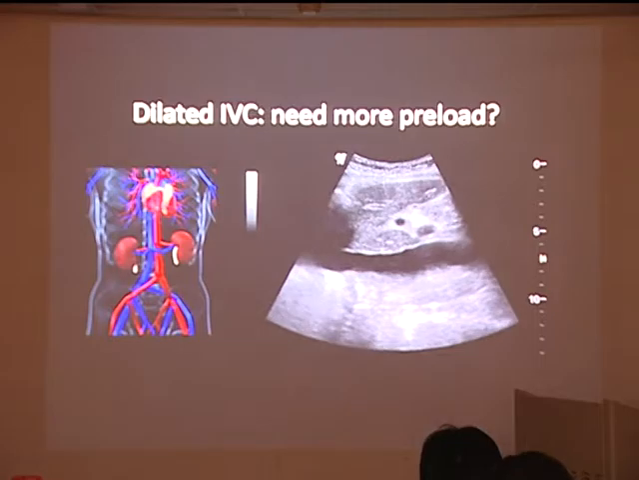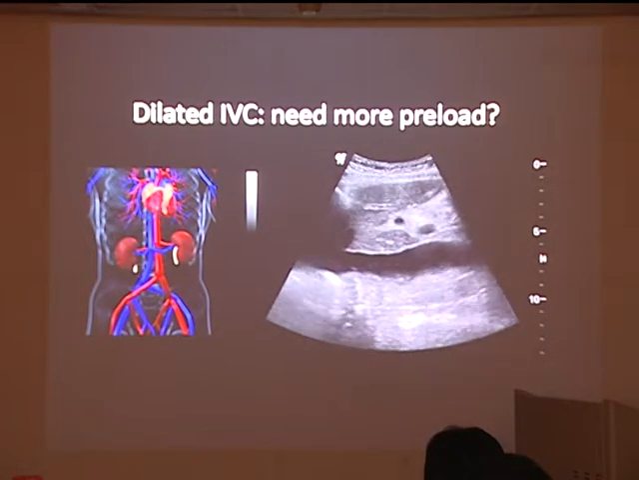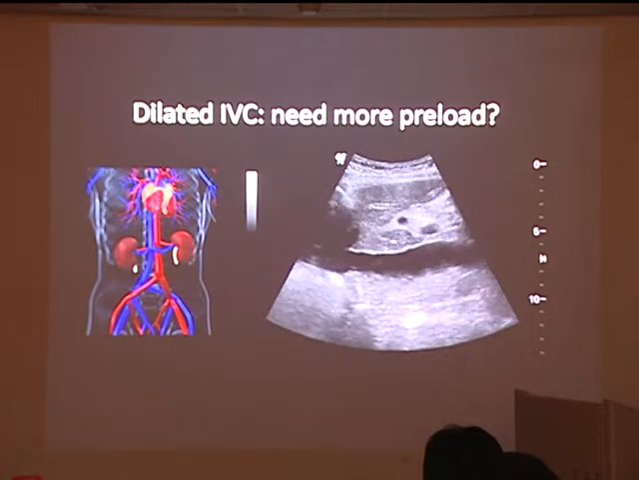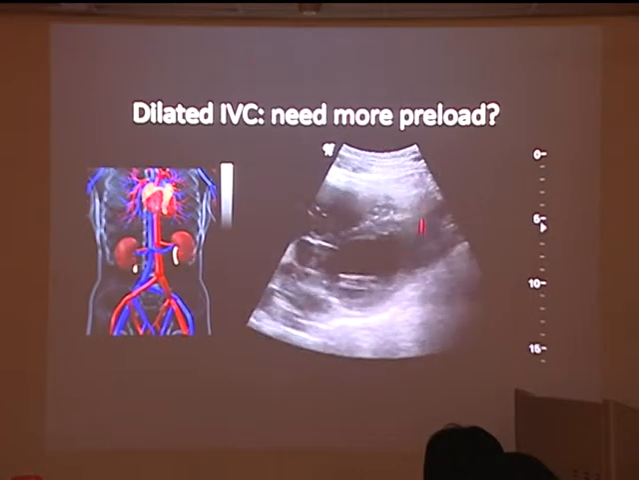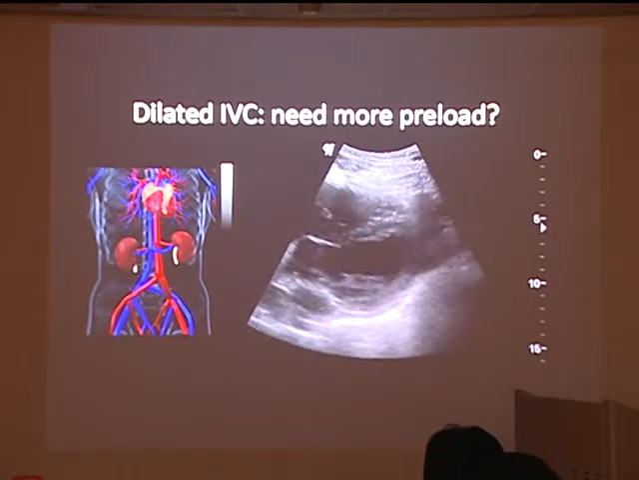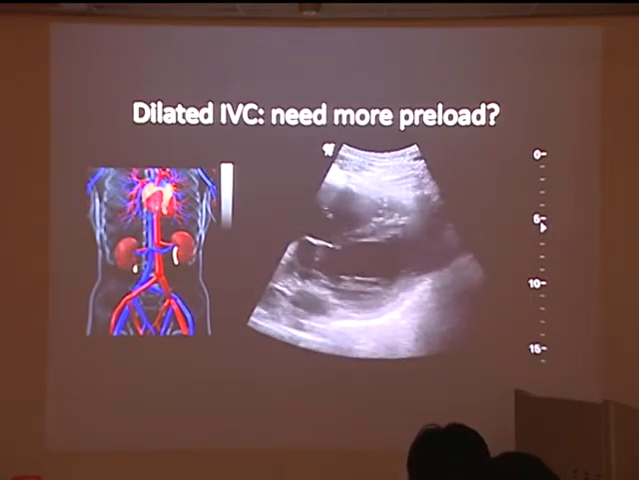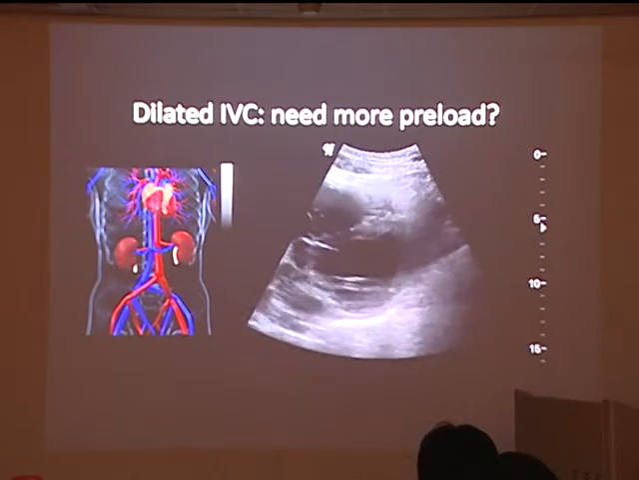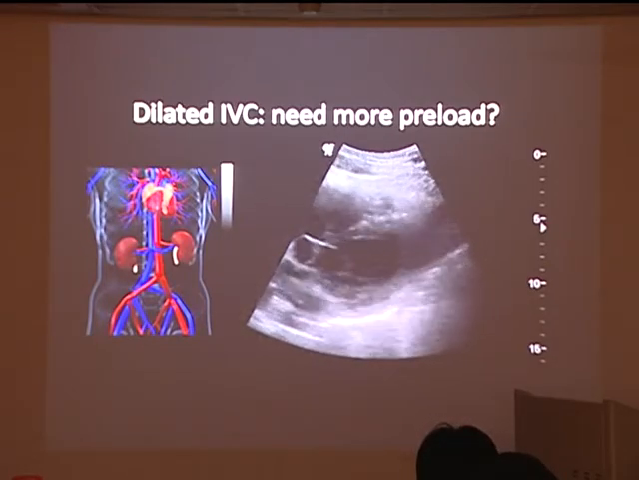Case number 2. This patient's IVC looks like that. Does he need more fluid? No. Probably not, because when you look at the heart, it is not squeezing well. If you give the patient more fluid, the fluid will end up in the lung, right? And the patient will become breathless, on top of being hypotensive.